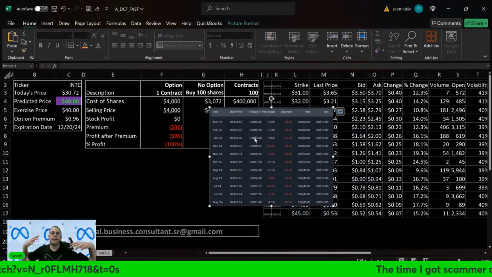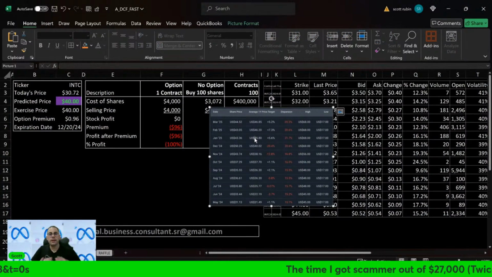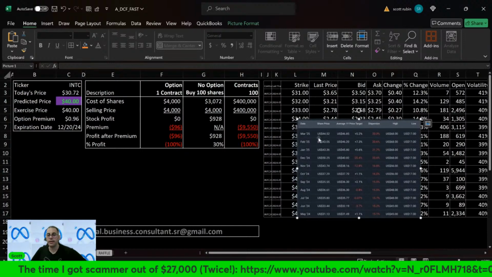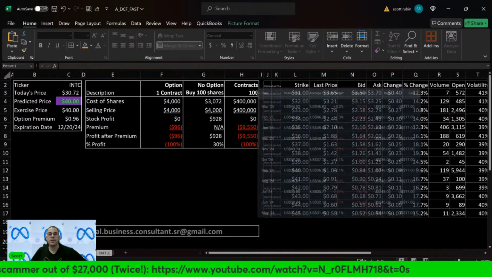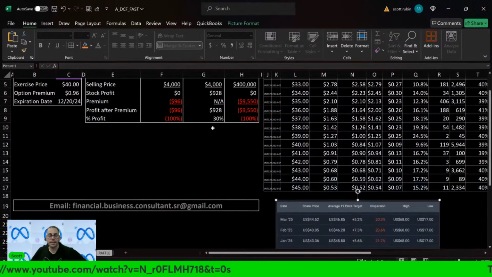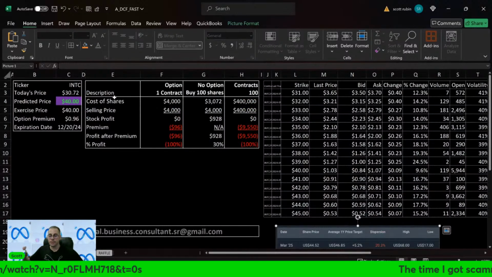So this is as simple as I can make it, and this is my own Excel file. This is how I think about options, and we can get as abstract and complex as you want, but this is a pretty basic way. So now you know how options work, at a high level.